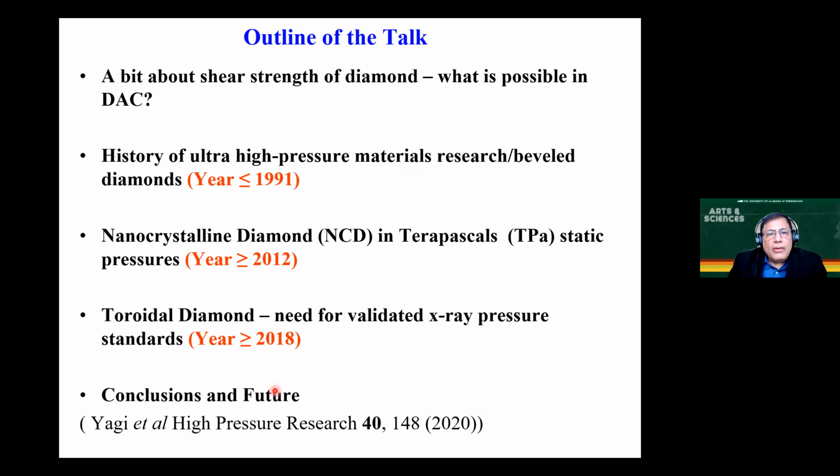So I'm going to give you an outline of my talk. We are going to talk a bit about the shear strength of diamond, what is possible in DAC, and the history of ultra high pressure research. I have divided it up into before 1991, where of course we hit the limit of the beveled diamond design. Then nanocrystalline diamond came into the picture around 2012. And very recently we had the toroidal diamond anvils, which came into the picture around 2018. I also like to refer to a nice review by Takahiko Yagi, which appeared last year.